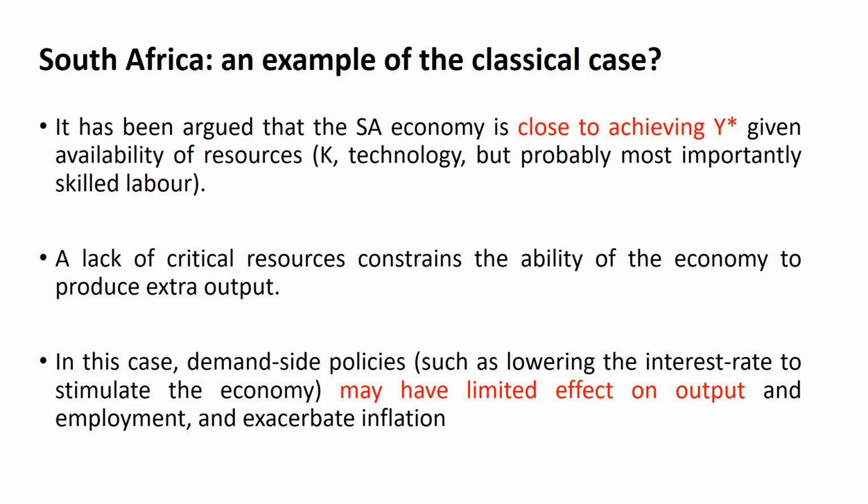So in South Africa, it's really that there is a lack of critical resources which is constraining the ability of the economy to produce extra output. We have lots of resources available, but because those resources are not the sorts of resources which are required in the economy, it's been argued that in South Africa we're close to achieving our full employment level of production and output, given the quantity and the quality of our existing factors of production.